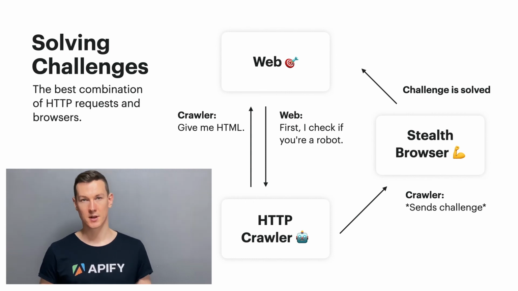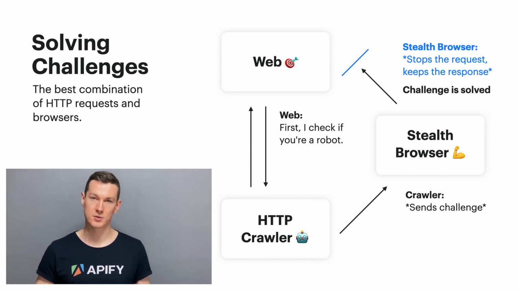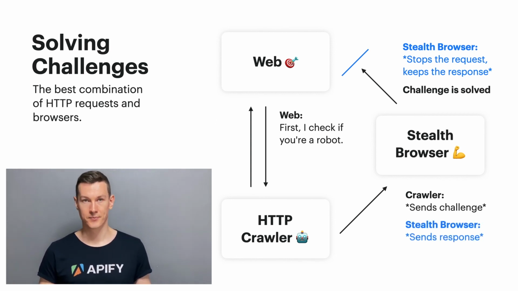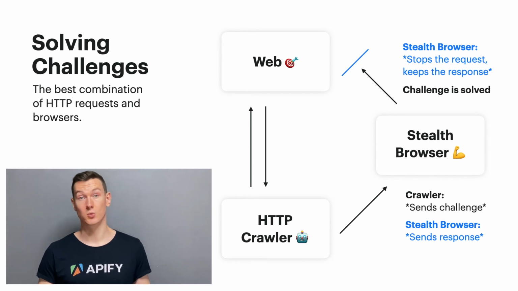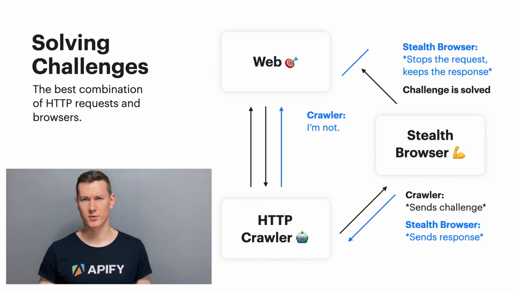The problem is, part of the challenge is also sending the result back to the website. But we can't allow that, because the website would see the response came over a different network connection, a different socket, and block us. So we use our browser-wide library to intercept the response and send it to our HTTP crawler instead. Now, we can send it back to the website over the same connection. The website is happy with the result and finally sends us the content we were looking for.